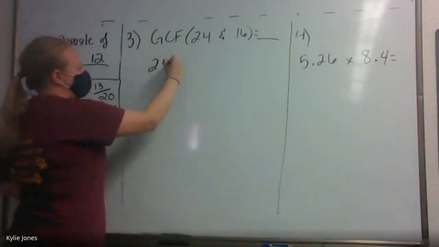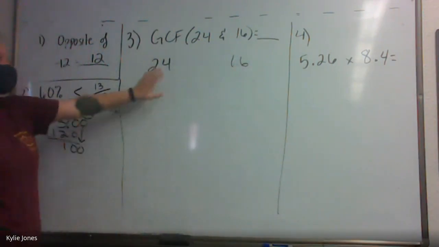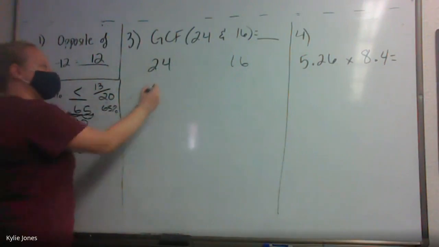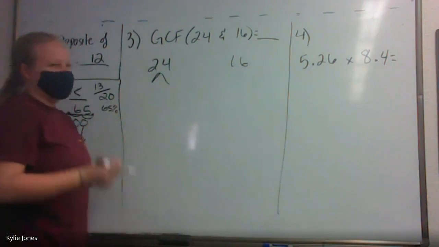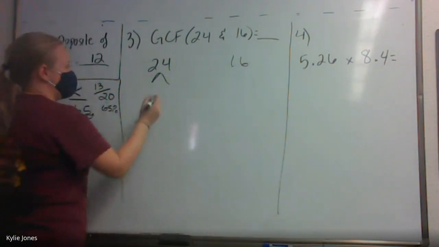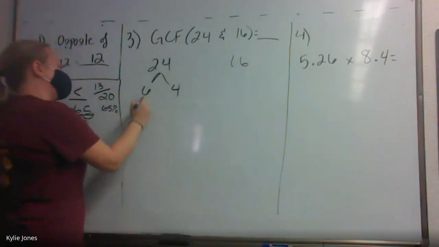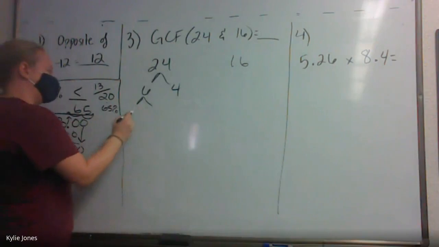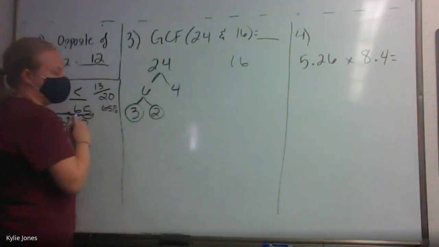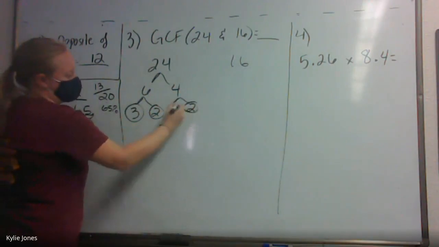So we need to do 24 and 16. What number? We need to do our factor trees, right? Good. The numbers that multiply to 24, does it matter what you choose? Doesn't matter. I'm going to do 6 and 4 because I heard that one. What numbers multiply to 6? 3 times 2. Both of them are prime. What about 4? 2 times 2.